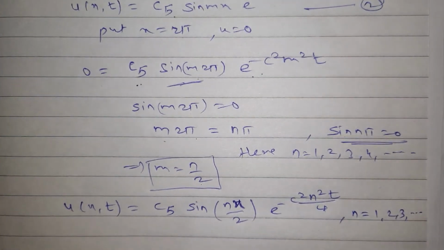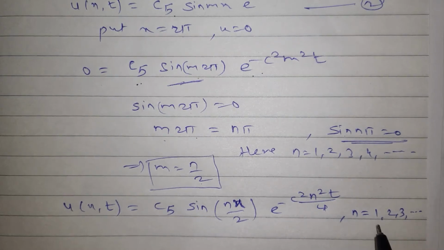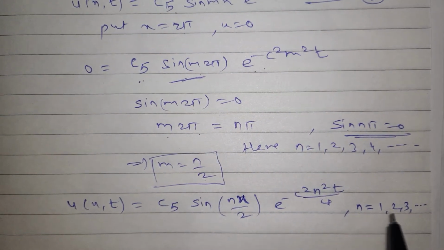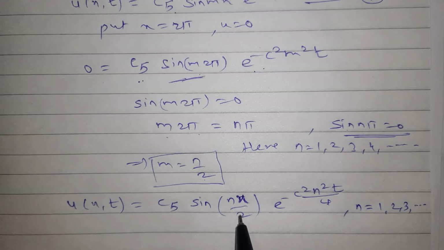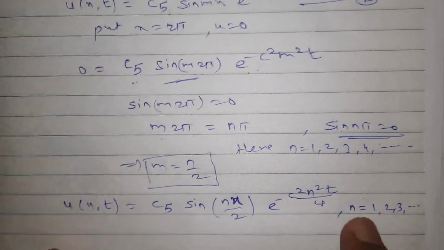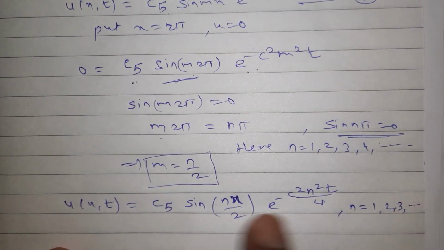Now, concentrate at this step. Up to this, it is very much easier, and now we have to use our third condition. But before that, if you observe here, if I put n equal to 1, I get one solution. If I put n equal to 2, I get a different, second solution. n equal to 3, I get a third solution. So there are infinite number of solutions. So I collect all the solutions here. Here n equal to 1, one solution, n equal to 2, second solution, n equal to 3, third solution, n equal to 4, fourth solution.